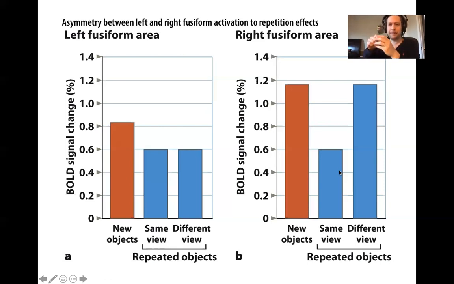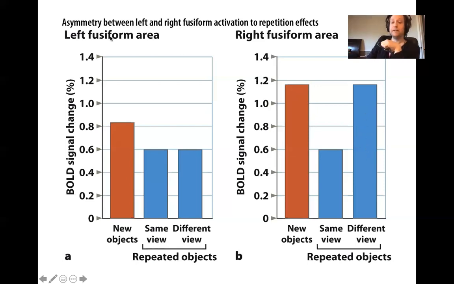But if I show you like this, so it's the same object, but in a different view, there's no evidence of repetition suppression anymore. This bar right here, which represents the activation in the right fusiform area, is just as tall as the activation in that brain region when it was looking at a new object. There's no repetition suppression here. Repetition suppression looks like this bar is taller than this bar. But if you look, these bars are not significantly different at least. So there's no evidence of repetition suppression here.